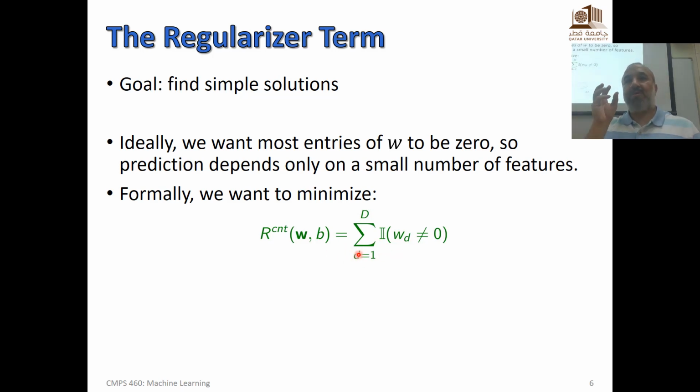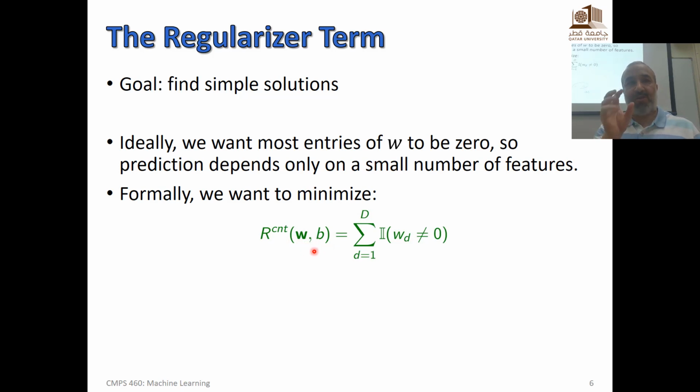The count of the weights that are non-zero means the count of the features that will be considered. That's exactly what we want. So if we minimize that count, then we will get simpler models. Any question about this? This is one example of the ideal regularizer.